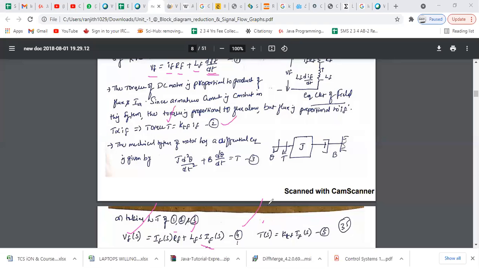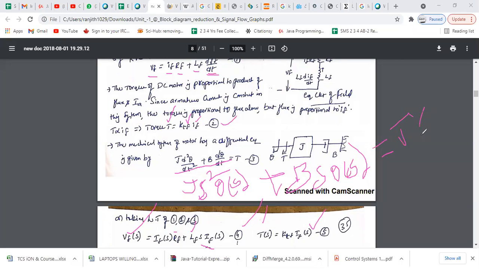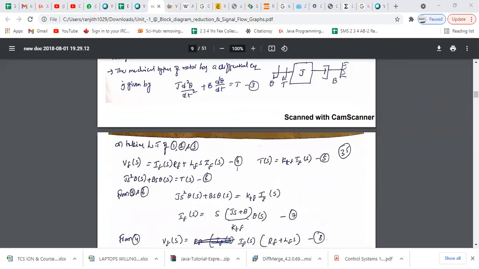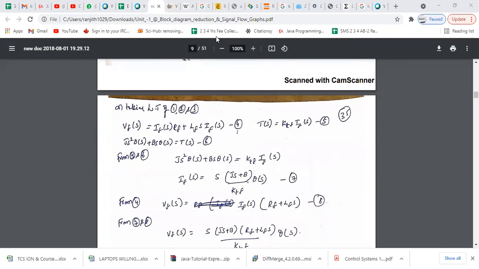T of S is the variable, KTF is the constant, IF of S is the variable. This is equation 5. Now coming to the third equation, JS square theta of S plus BS into theta of S equals T of S. This is what I have written here. Is it clear, all of you? These three equations. Is it clear or not? Yes, sir.